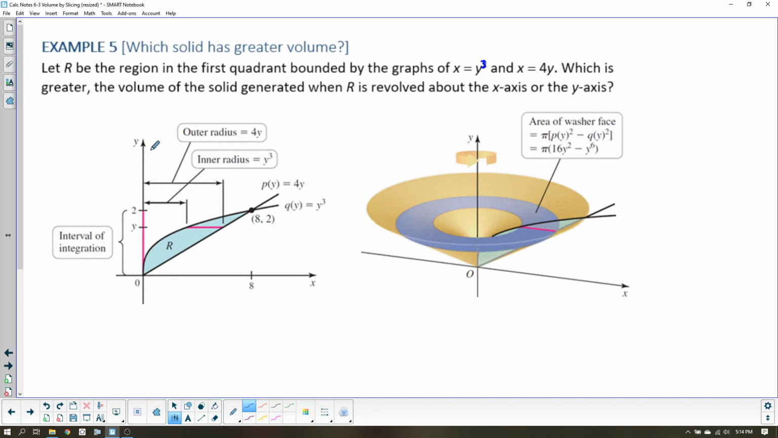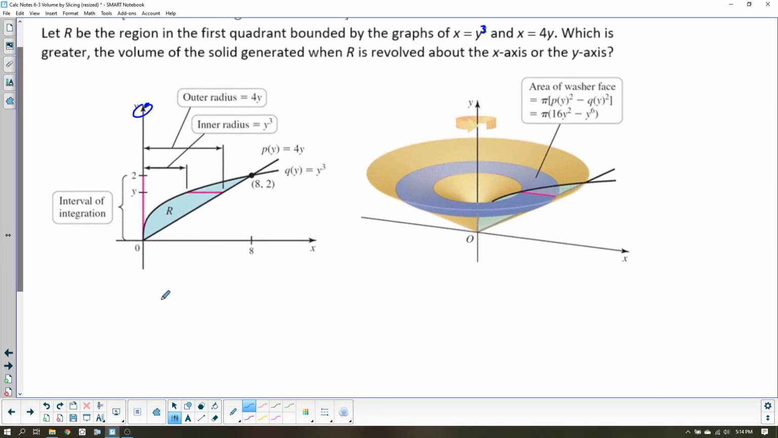If we're rotating it about the y-axis, then that means our cross sections are perpendicular to the y-axis. So our volume will be pi times the integral. We're slicing it up this way, so it'll be from here up to here, which means up to the y value. This is where you have to be really careful, from 0 up to 2.